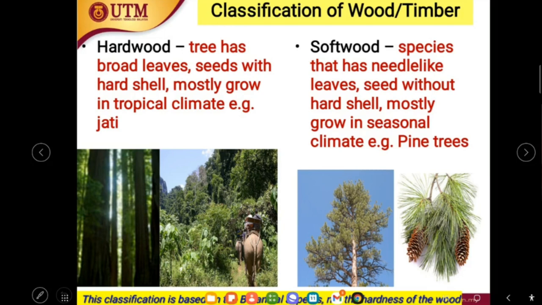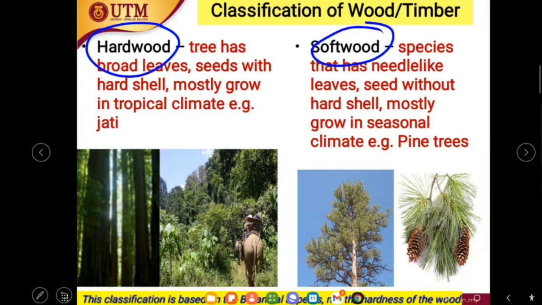So wood or timber, we can classify it into hardwood and also softwood. From its name, I believe you already can tell that hardwood is stronger compared to the softwood, right? But actually it is not. So this name actually is not classified due to its hardness or so on. It is actually due to its nature. So hardwood actually refers to the tree which has the broad leaf, seed which has a hard shell, and mostly grows in the tropical region. For example, Jati. Okay, and then softwood, which is the species that has needle-like leaf, like this one, and mostly grows in the seasonal climates.